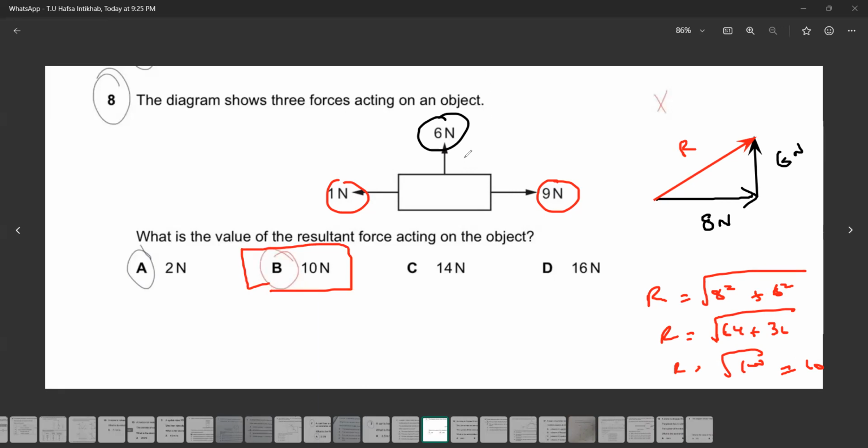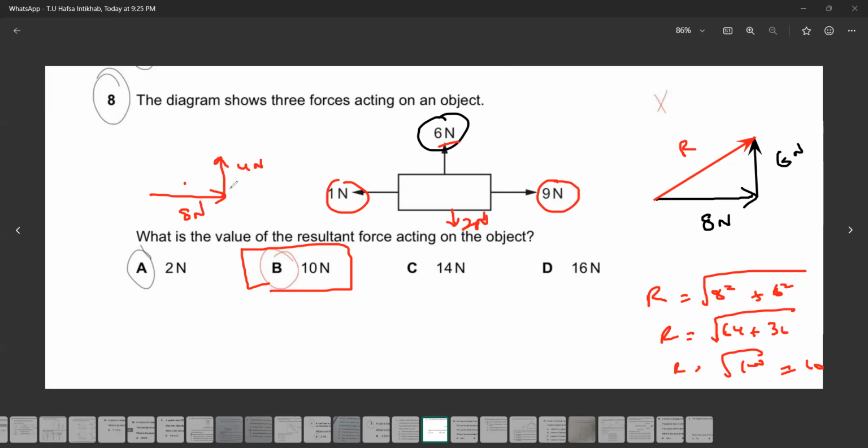Is it clear, this one? What if in the question there was another force of 2 Newton downward? So then how will we solve this question? In the same manner we will solve. 9 Newton is towards the right and 1 Newton toward the left. So the resultant will be 8 for them. And 6 Newton up and 2 Newton down. So the resultant will be 4.